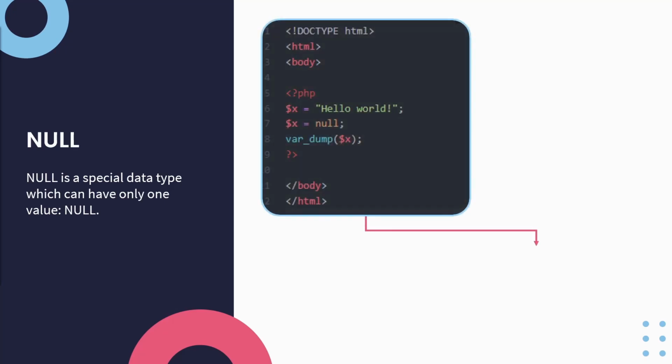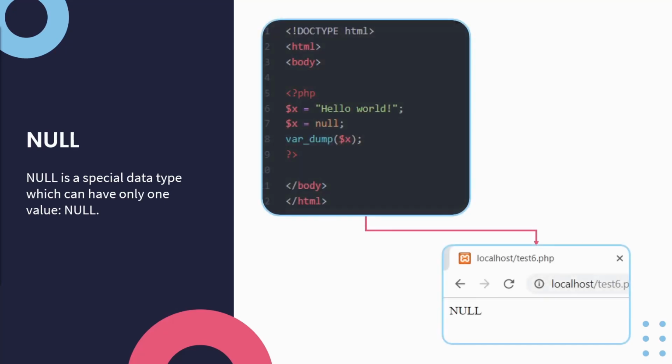And here we have an example of a null in action. At line 7, we've created a variable called x, and we set this equal to null. But before that, this variable actually had some sort of value, which was a string of hello world. We just decided to update it to null, and then we call the var_dump function on this so that we get the null output.